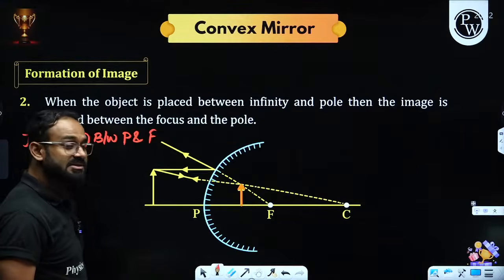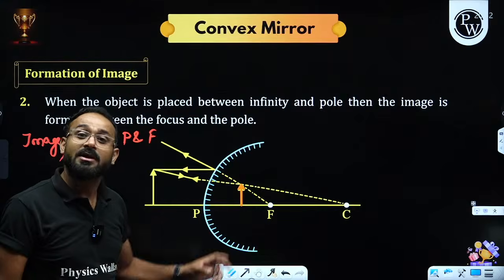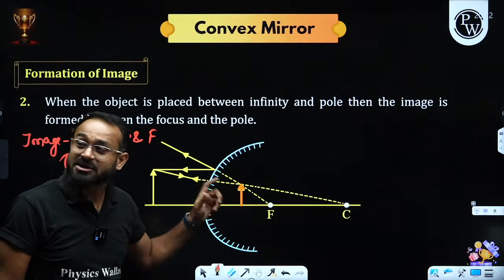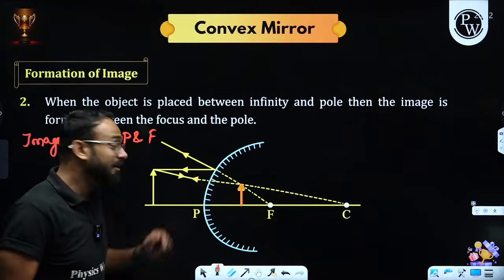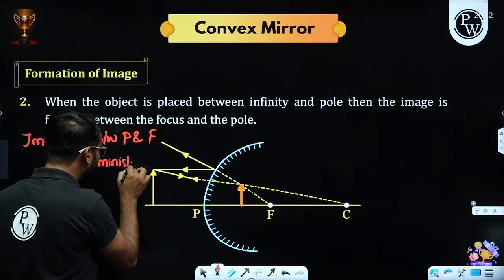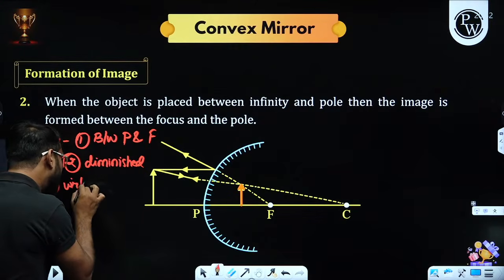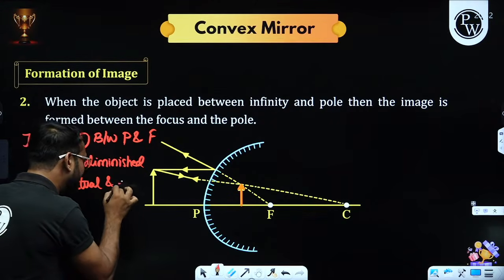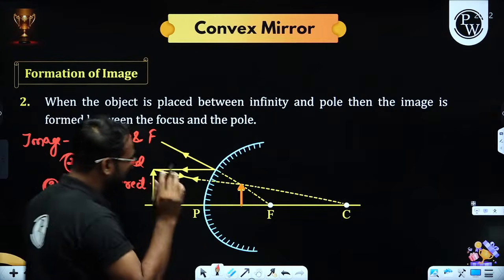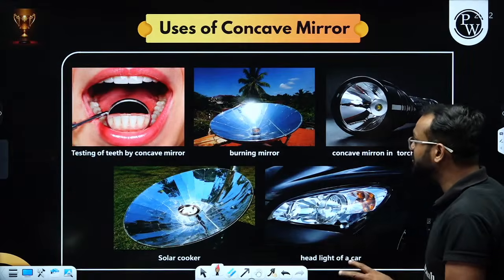Second, size. Is it enlarged or diminished? It will be diminished. And third, it will be virtual and erect. All the image formations are done.